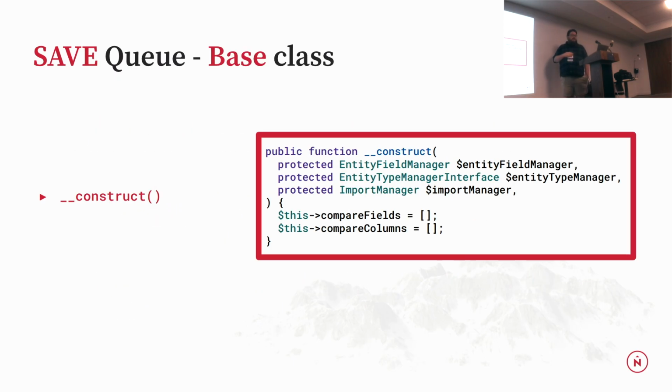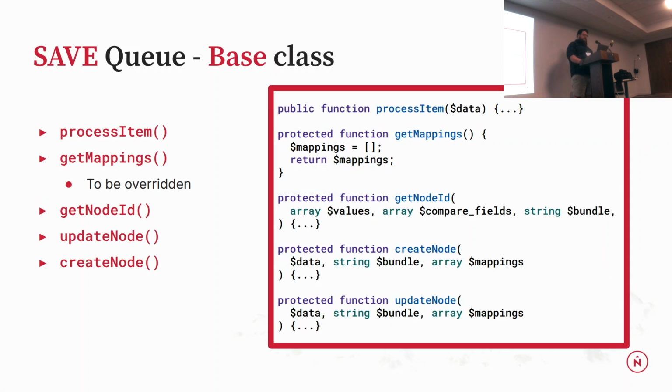So in the save queue base class, we have our constructor. Typically I like to use compare fields or compare columns. That's going to contain our unique ID here. And then we have some functions. We have a process item, we have a get mapping, so that's going to be the one that we're going to be overriding in our manual. We have a get node ID, we have a create node, and we have an update node.